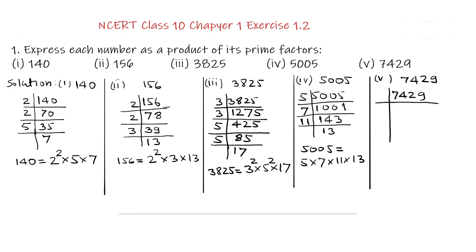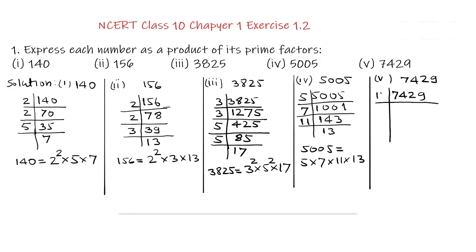Next prime is 17. So we try 17. 17 times 4 is 68. Balance is 6, 62. Then we divide 62 by 17. It gives us quotient 3 and remainder 11. So 119 is divisible by 17. So this number is divisible by 17.